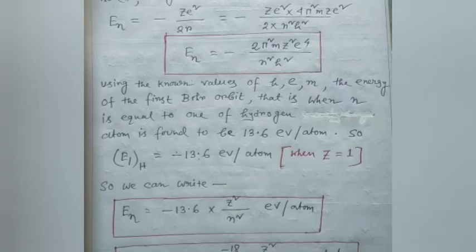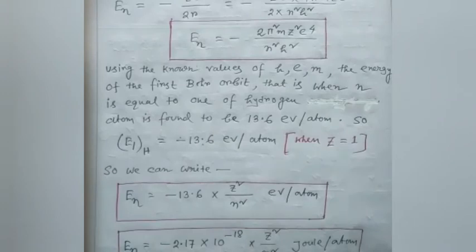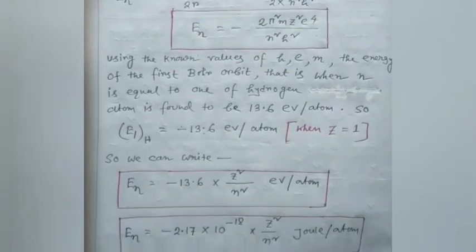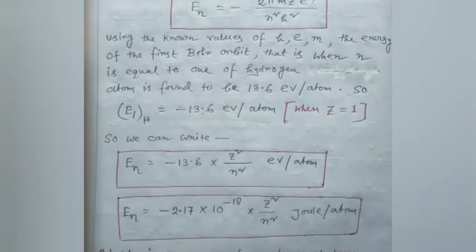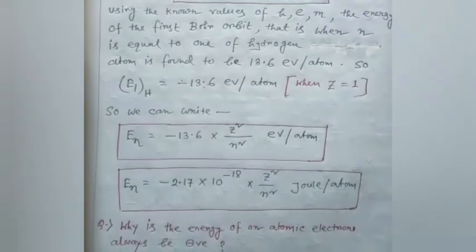So we can write E1 of H, that is the energy of the first Bohr orbit of the hydrogen atom, is minus 13.6 electron volt per atom. So we can write total energy En equal to minus 13.6 into z square by n square electron volt per atom, and again we can write total energy En equal to minus 2.17 into 10 to the power minus 18 z square by n square joule per atom.